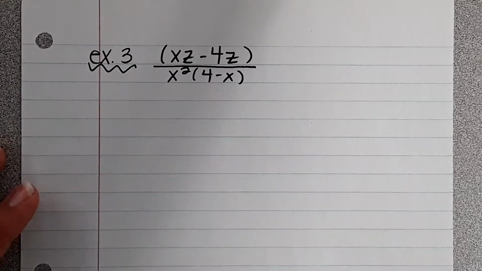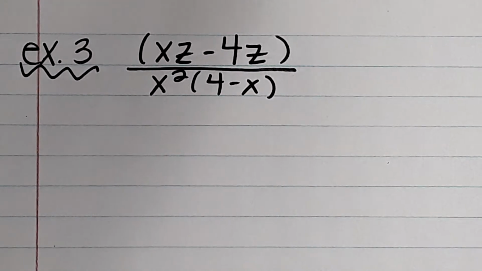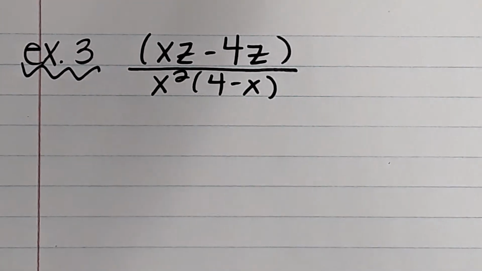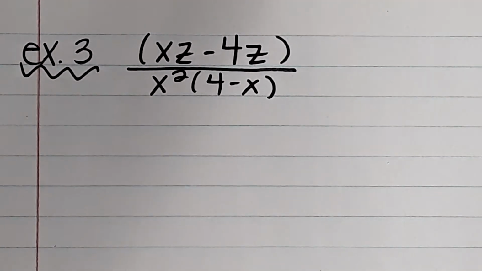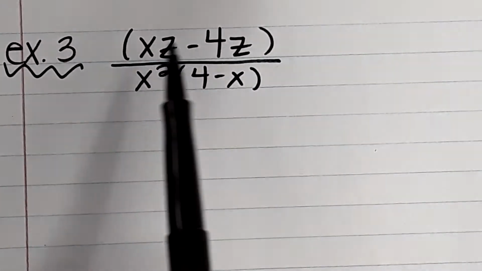Number 3, we are not going to write restrictions. It will tell you, what are the restrictions or where is it undefined? But for this one, we're not going to do that. Okay, so do you see anything that I could factor out of number 3?